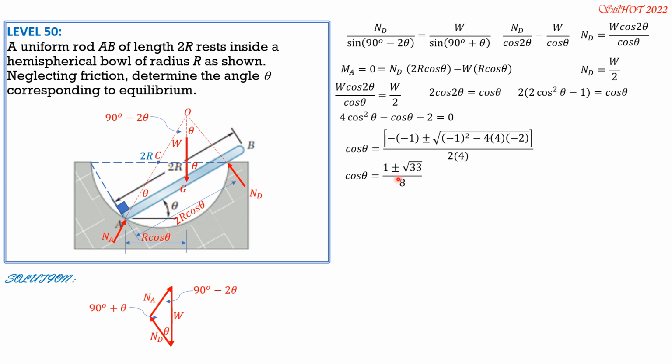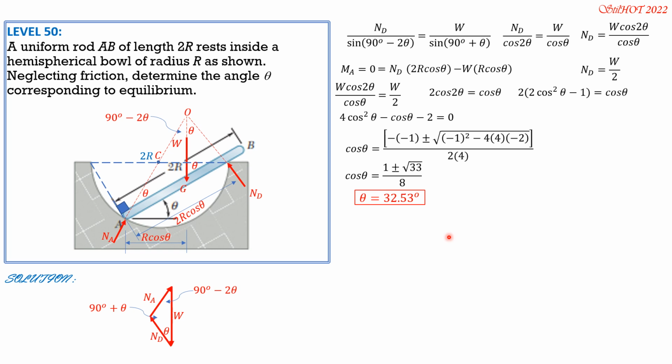So if we use minus, the value would be negative, so that's impossible. So we have to consider plus. Cosine theta is 1 plus square root of 33 over 8. So from there, we can now compute theta. It is equal to 32.53 degrees. So assuming a high-tech calculator is not allowed, you have to review also the quadratic formula.